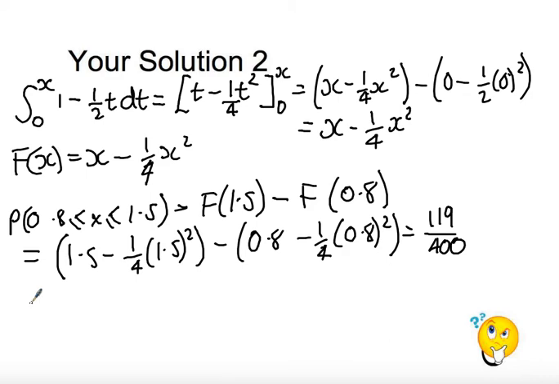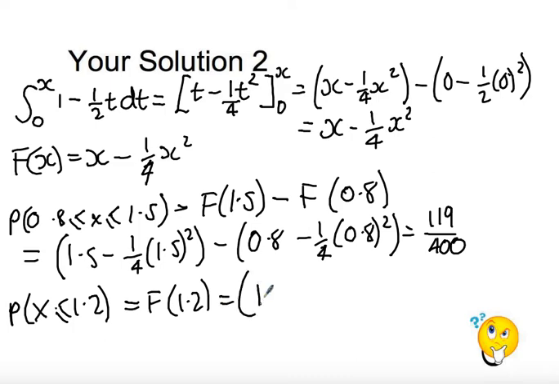Find the probability that x is less than or equal to 1.2. So this is just simply calculated, just do f of 1.2. So we get 1.2 minus a quarter of 1.2 squared. If we work through this slowly and carefully, just type it in your calculator in one go, you should get an answer of 21 over 25.